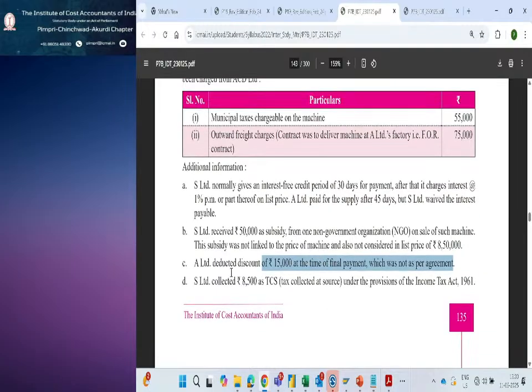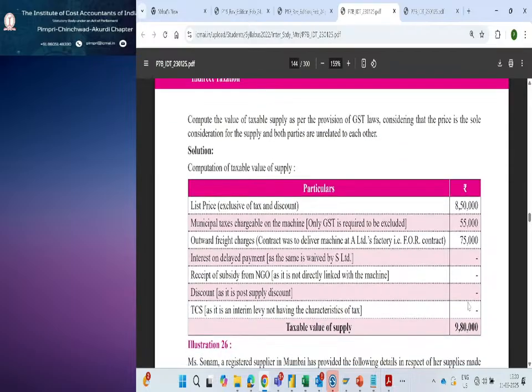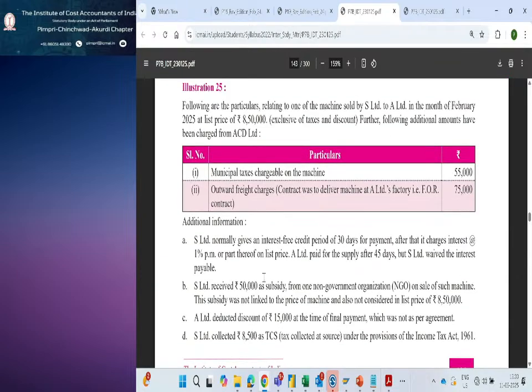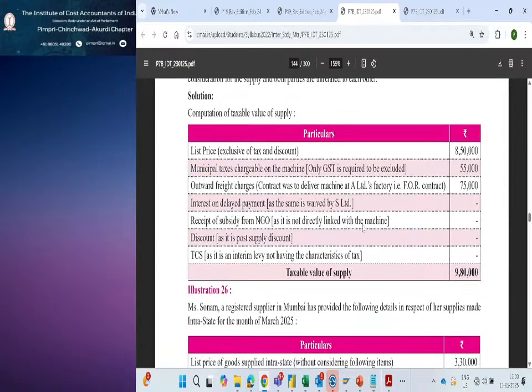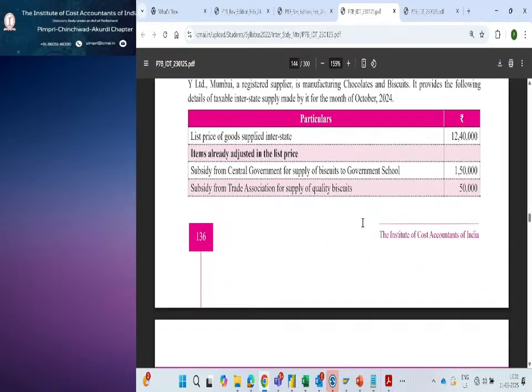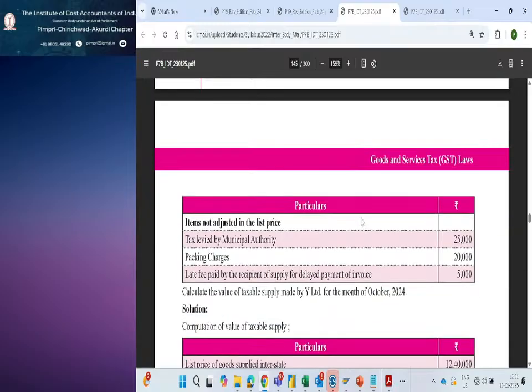See this one also, the discount of 15,000 which was not as per the agreement. That means in your taxable value, you will not consider that discount. The receipt from the NGO, this subsidy was not linked to the price and not considered in the list price, so it is not there. So we'll stop till here.